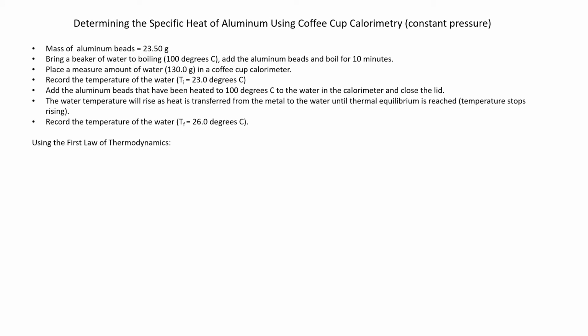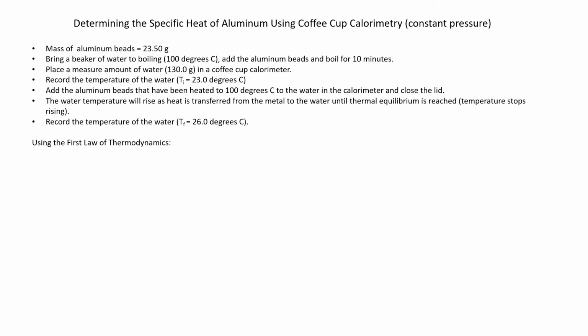All right, now we're going to look at the process for determining the specific heat of aluminum using coffee cup calorimetry. And as I said before, all of these tables have been built experimentally. I mean, the delta H's, the Q's, or the specific heats have all been determined experimentally. So how do we determine the specific heat of a metal? We're using aluminum in this example.